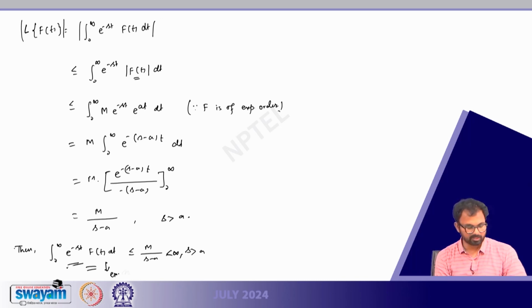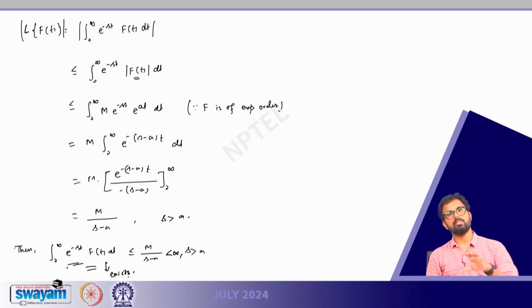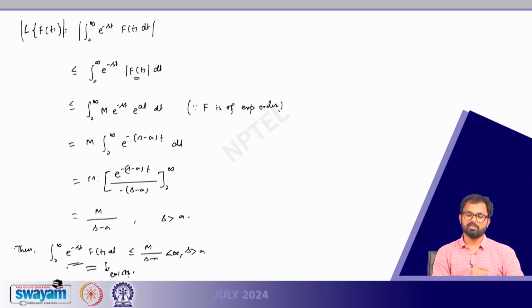So this must exist. So that means if the function is of exponential order and piecewise continuous, then it is of class A, and if it is of class A, then Laplace transform exists. So indirectly we can say that if the function is of class A, then only Laplace transform will exist.